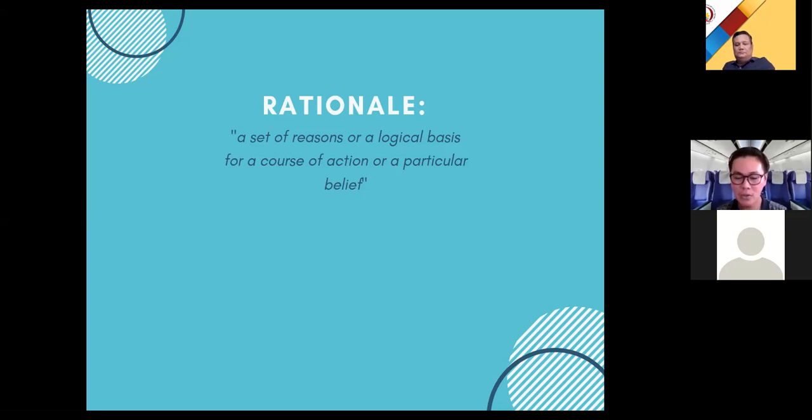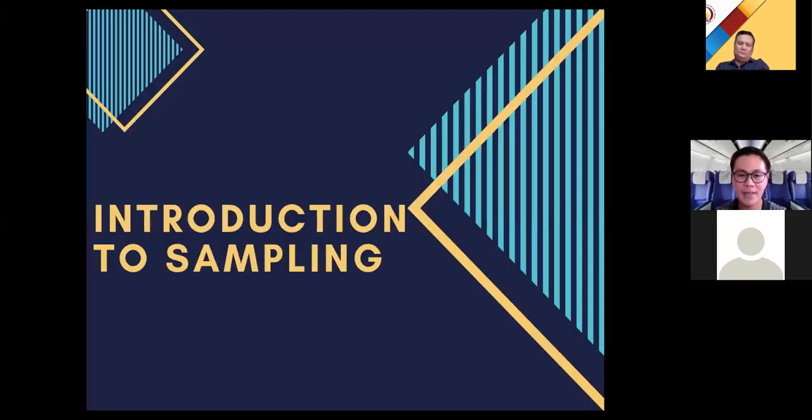Okay. So when it comes also to the rationale of the sampling, it saves money by allowing researchers to gather the same answer from a sample that they would receive from the population. Right. Next.